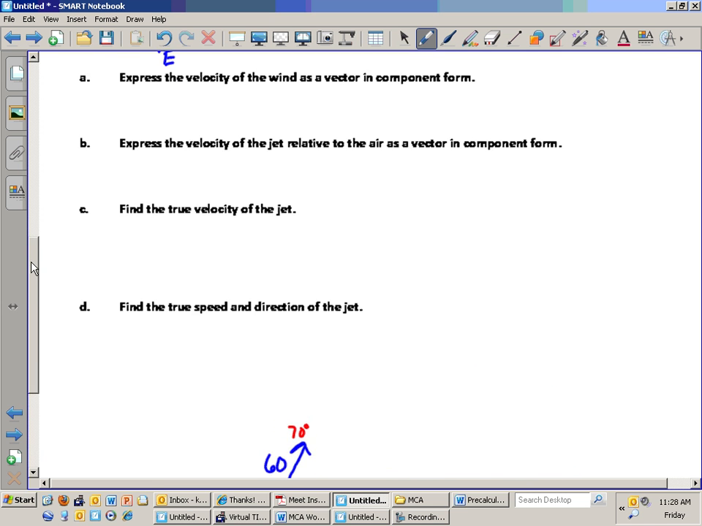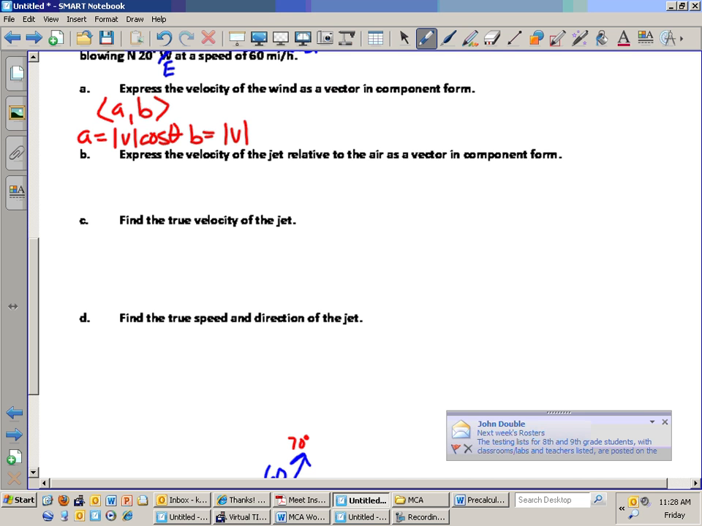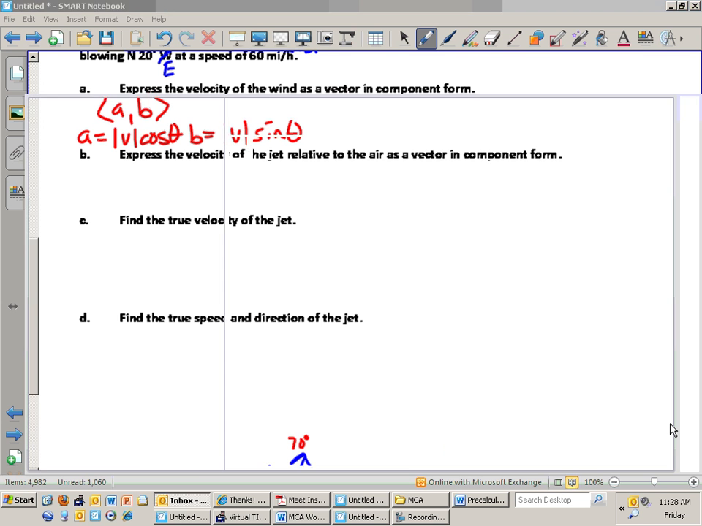It says express the velocity of the wind as a vector in component form. So remember that a vector can be written in the form (a, b). We know that a is equal to the magnitude of the vector times cosine of theta, and b is equal to the magnitude of the vector times sine of theta. That's what we want to do.